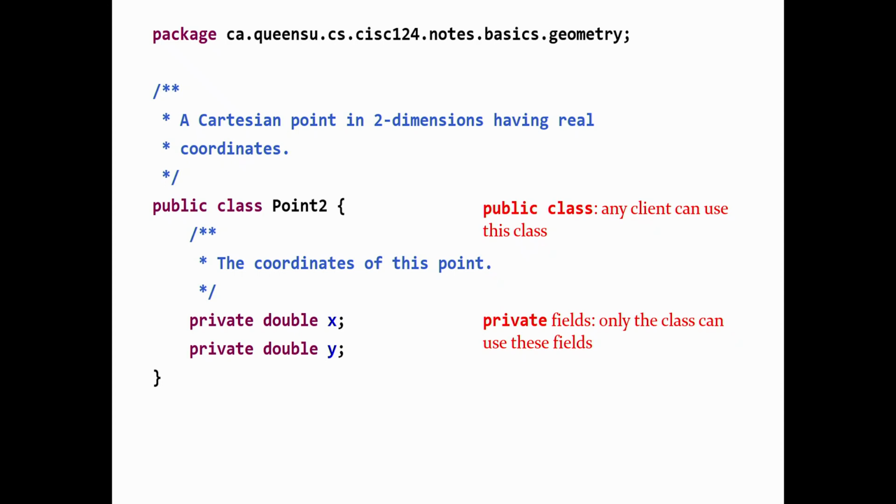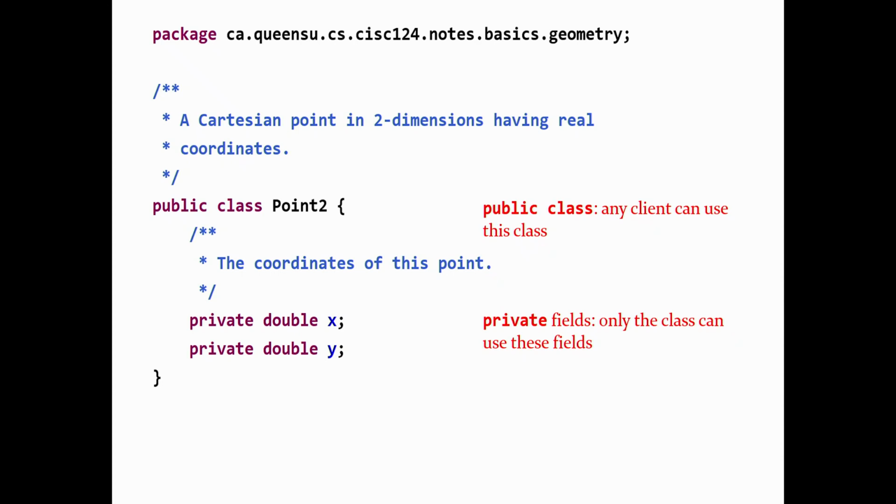Okay, so if you're looking for the source code for this, it's in this package here. In Eclipse, just find that package and you'll find the Point2 class. Here I've got public class Point2. That's how you declare your class. You decide on a name, and you need the keyword class to indicate that it's a class. Public means that anybody else can use this class, so that's probably what I want in this case.